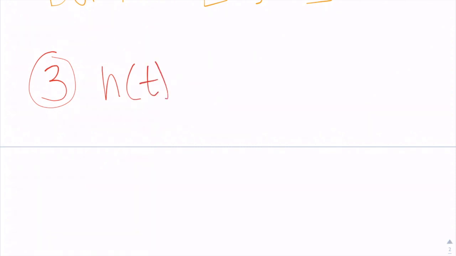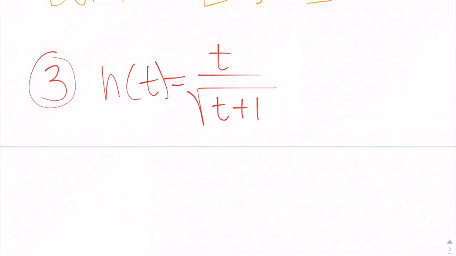So now we'll go to the third and final example. If I give you h of t is equal to t over the square root of t plus 1. Now we're combining the last two types of functions from each example. So we have a rational function, which tells us our denominator cannot be 0, but we have a square root in our denominator, which tells us that what's under the square root must be positive.